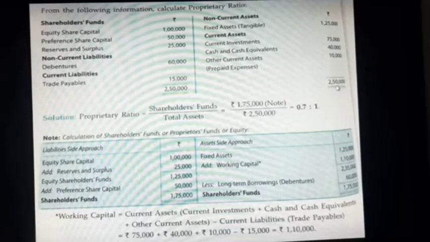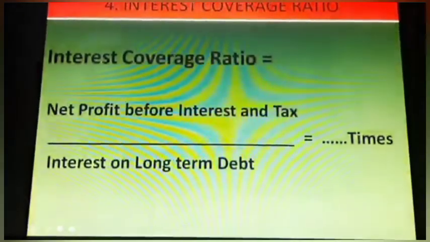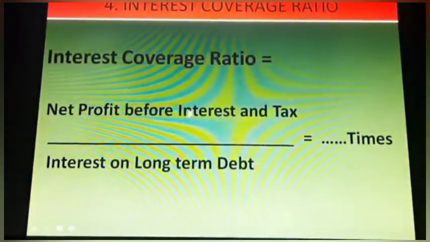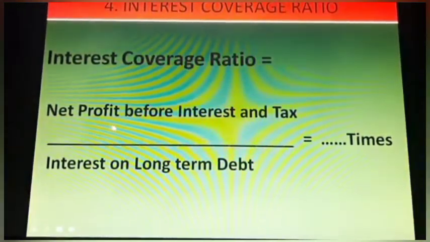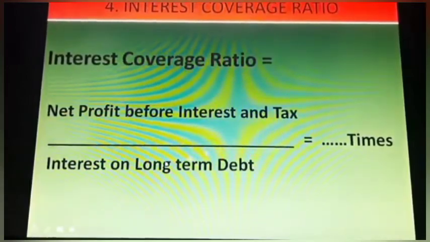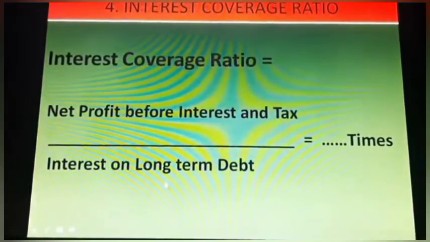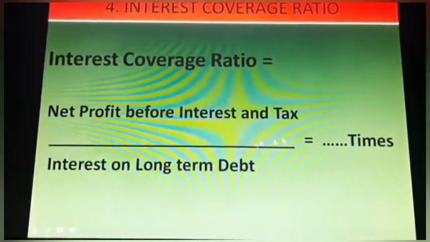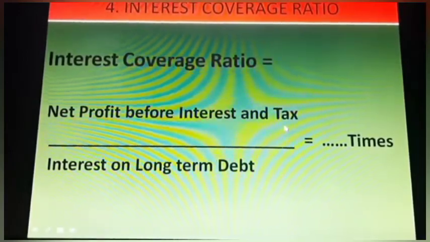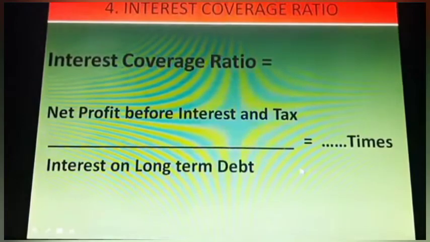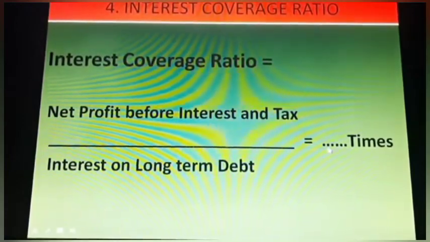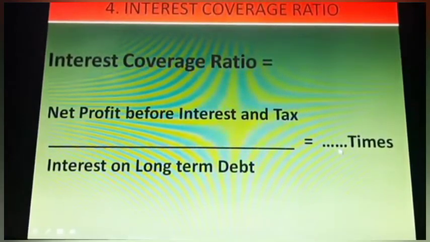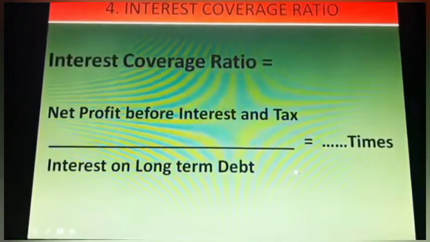It is already given to you. So putting that into this formula, simplifying it, you will get 0.7:1. So interest coverage ratio, the formula is net profit before interest and tax divided by interest on long-term debt. The answer for interest coverage ratio is expressed in the form of times.